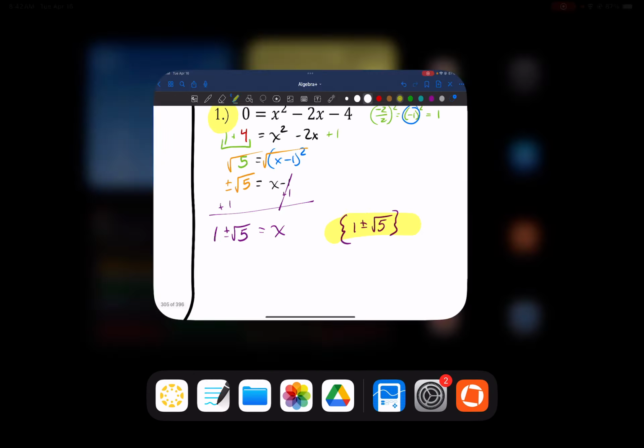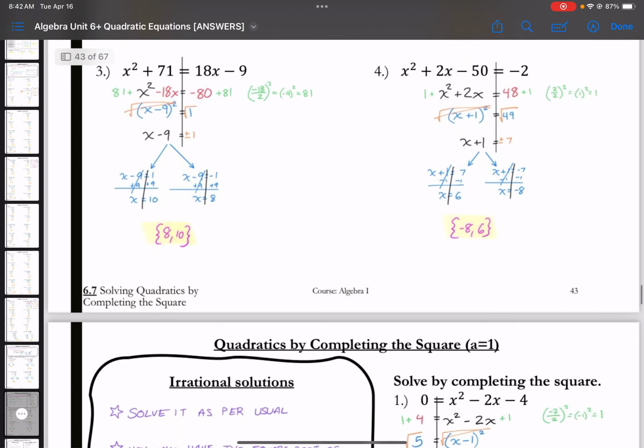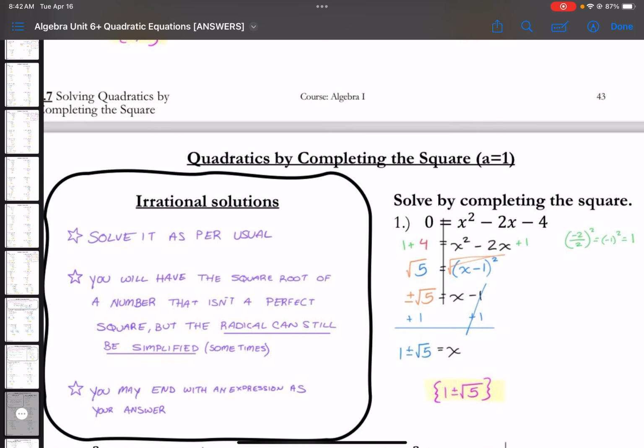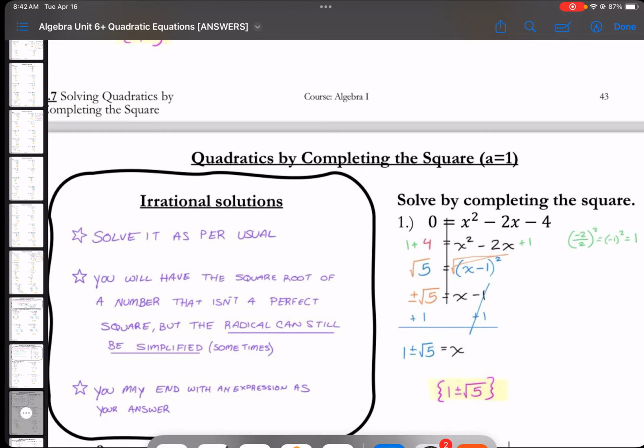So I'm going to show you the notes that you can take. What you'll see is that you're going to solve it just as we have, but sometimes radicals can be simplified, and we will do an example like that. Go ahead and pause the video so you can take these notes. Now that you have your notes, you know what to look for. Let's try number 2.